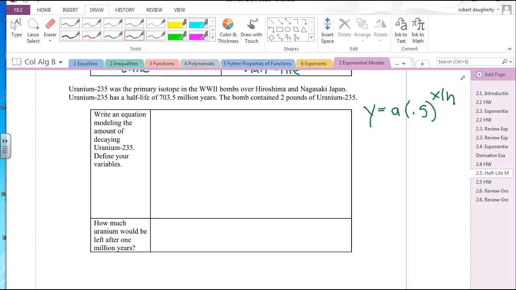Okay, so we're going to model this to figure out how much uranium is left. So I'm going to say the amount of uranium over time, so I'm just going to call it U of T. What's the initial amount of uranium? 2 pounds. We started out with 2 pounds when that bomb was dropped, and then it's 0.5 to the T over, what is the half-life? Yeah, 703.5.